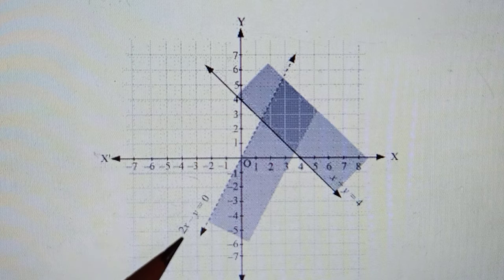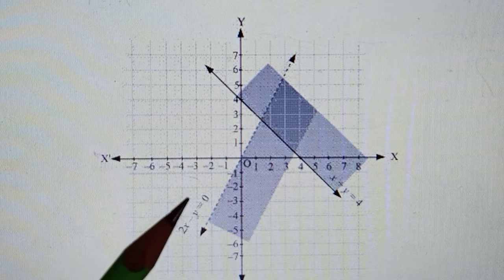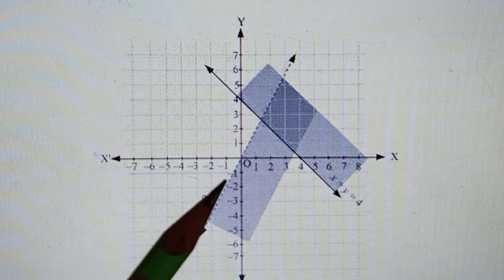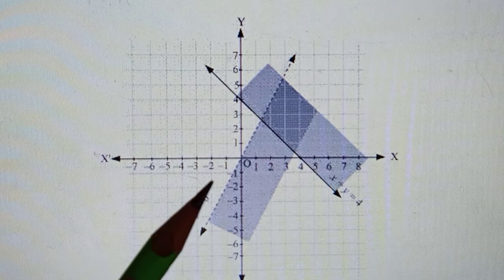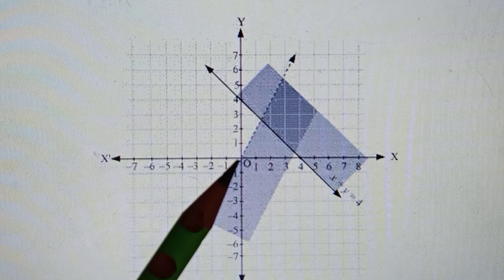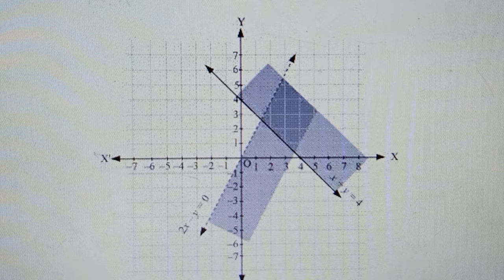The other inequality we had in hand was 2x minus y. And in this, if you put x is equal to 0, y is equal to 0, that will not work. Why? Because I have already told you that when there is no constant or the constant is 0, the line has to pass through origin, so you'll just have one line. So you'll have to take some other point, but you know it, okay?